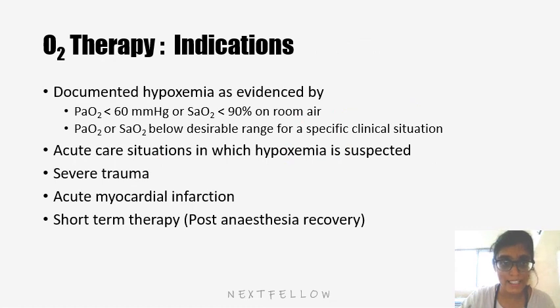The indications of O2 therapy are documented hypoxemia as evidenced by PaO2 less than 60 mmHg or saturation less than 90 on room air, or partial pressure of oxygen or SaO2 below the desirable range for a specific clinical situation. For example, in COPD, usually they tolerate low saturations. Also acute care situations in which hypoxemia is suspected, severe trauma, acute MI, and short-term therapy, that is post-anesthesia recovery.